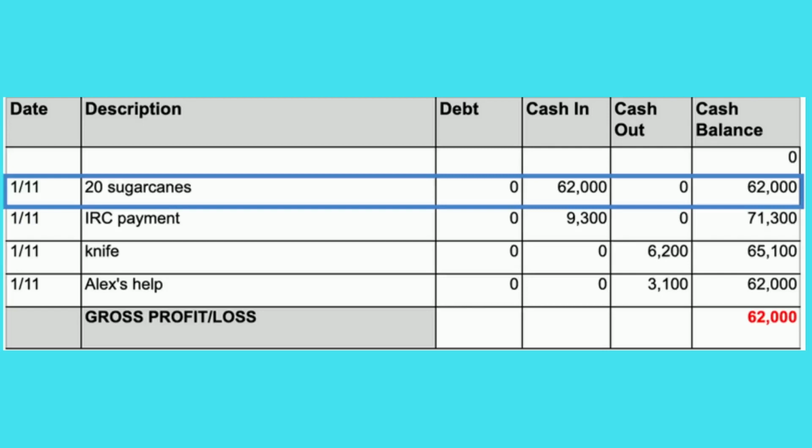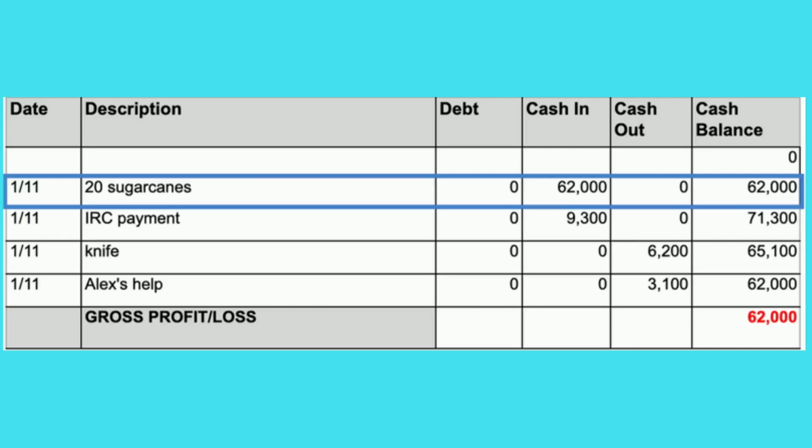Under cash in, I write the total amount of money I got for that transaction. That is 3,100 Ugandan shillings times 20, which is 62,000 Ugandan shillings. Under cash out, I write 0 because I did not spend any money in this transaction. I also write 0 in debt because I did not incur any debts in this transaction. In cash balance, I write the sum of the money I accumulated. So far, 62,000 Ugandan shillings.